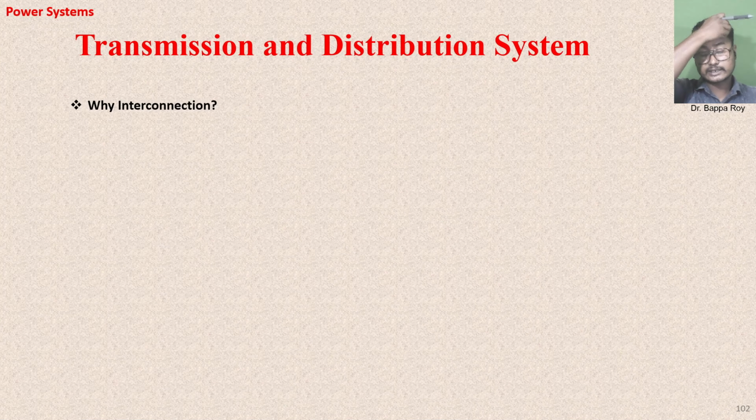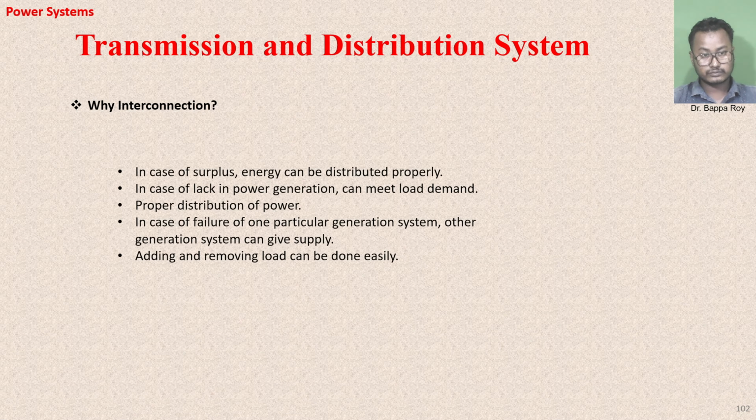So why interconnection in transmission and distribution system? Transmission and distribution systems are all interconnected, like parallel type connections. So in case of surplus energy, energy can be distributed properly when there is extra energy.